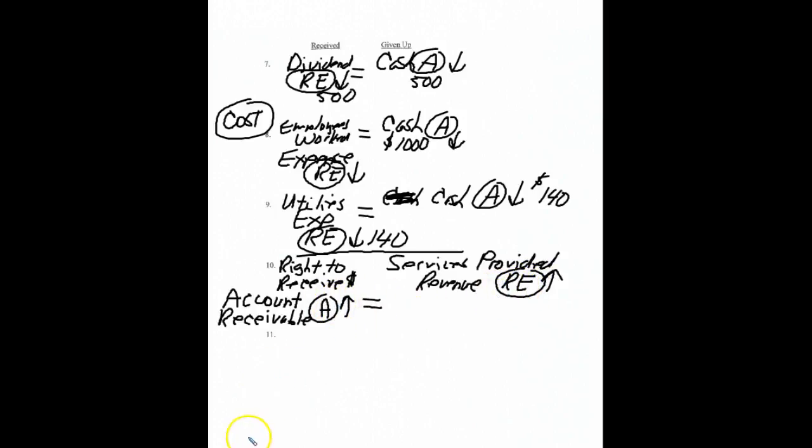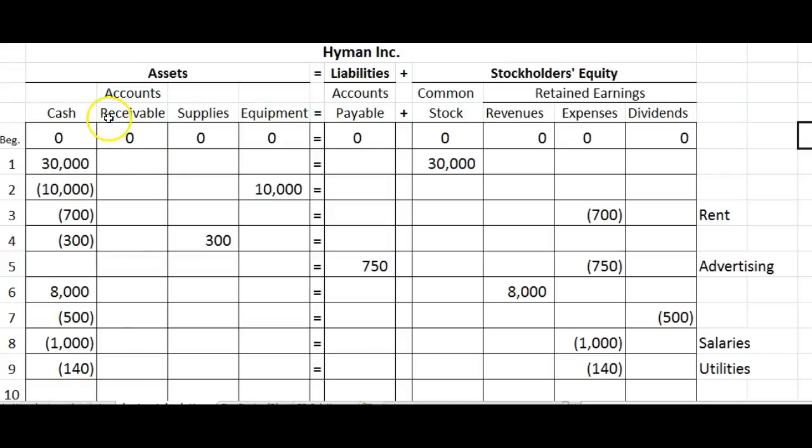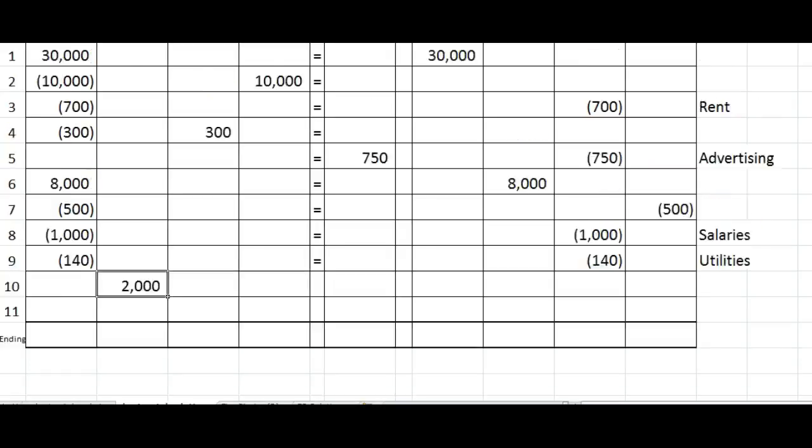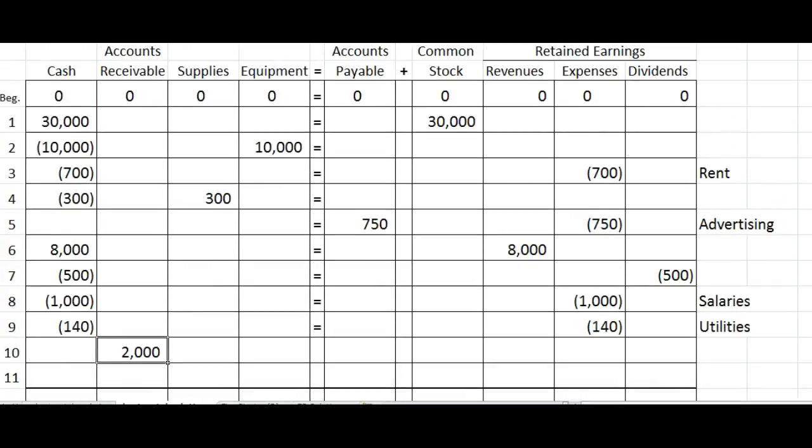Let's go put it on the horizontal model. So in transaction 10, we did not receive cash. We have a receivable, an account receivable. So that's going to go up for our $2,000. Sorry about that. That popped that up, didn't it? And then also we earned revenue because we provided services. So that will go up $2,000. So we have revenue provided. In exchange, we have this account receivable, keeping it in balance.